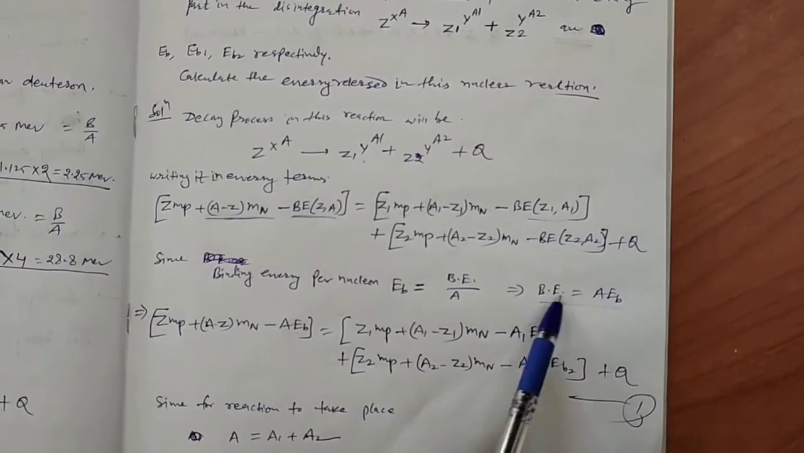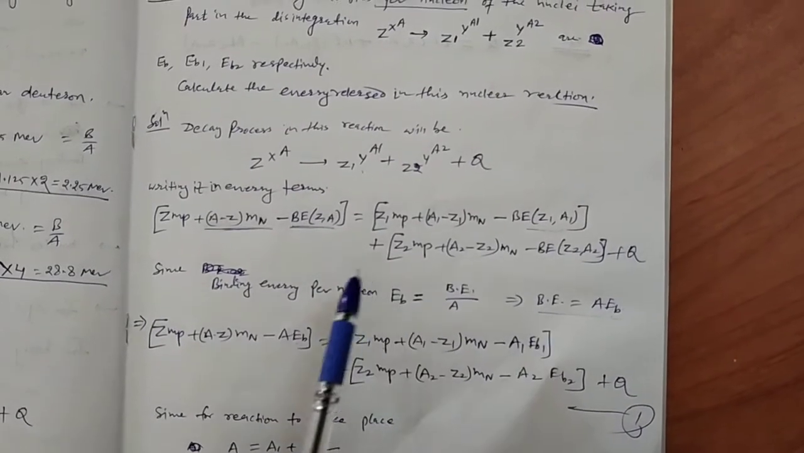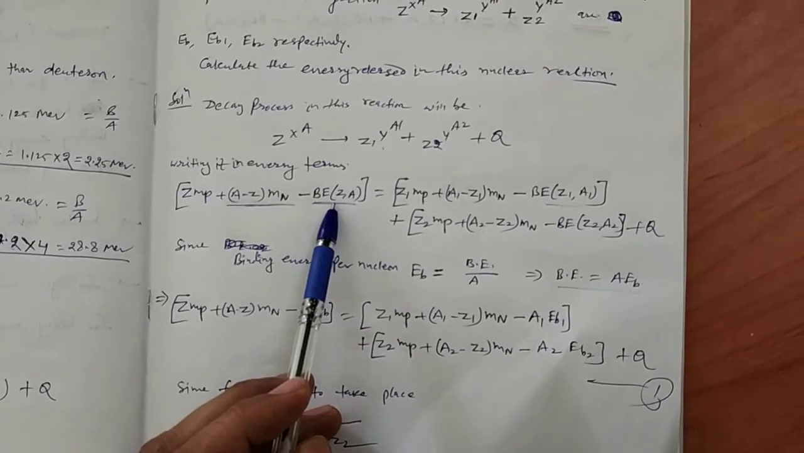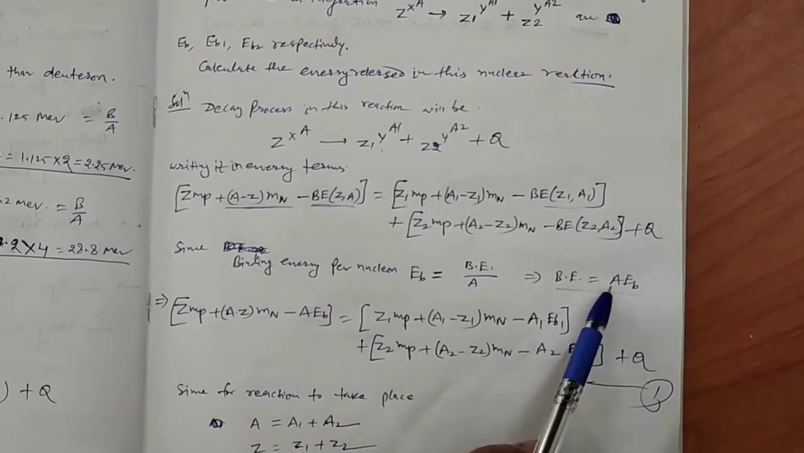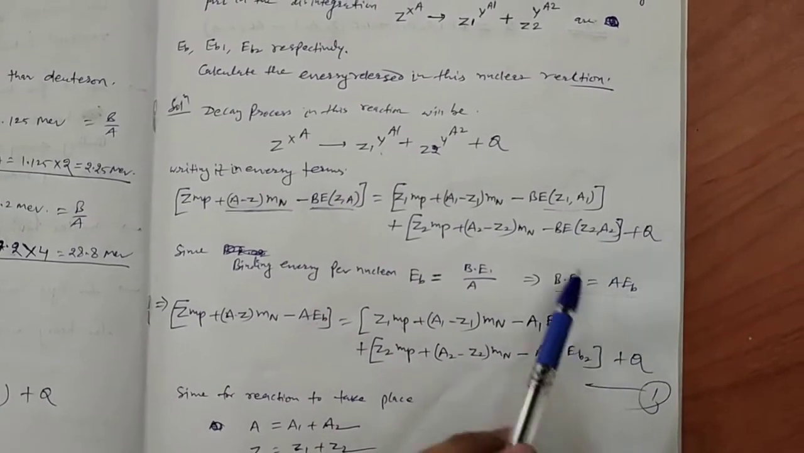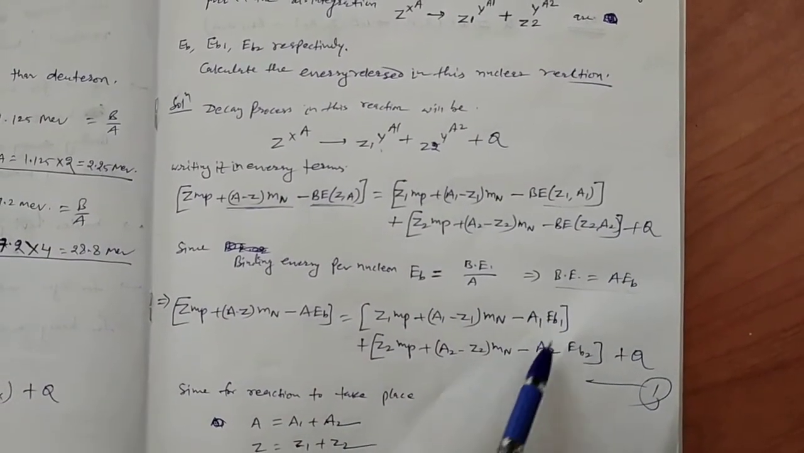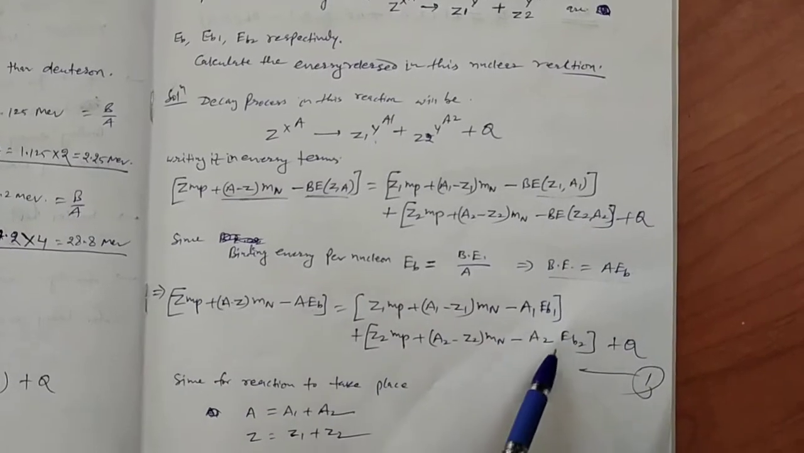Similarly for A1 EB1, because for this nuclei we put this one. This equation can be written for this one also. So for this one it is A1 EB1. Similarly for the second nucleus, this can be written like this one.